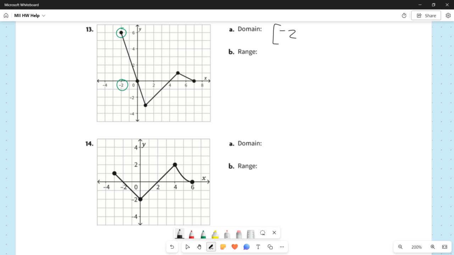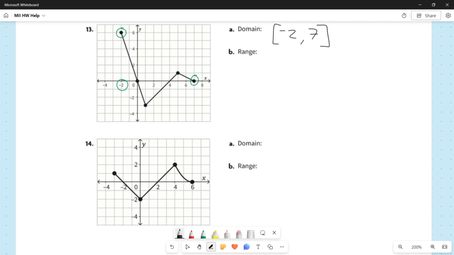So our lower bound is negative 2. And our upper bound, we're going to approach it the same way. Our upper bound is our largest value. It's right between 6 and 8, which means it's 7. And again, we want to include the 7, so we want to use a square bracket.